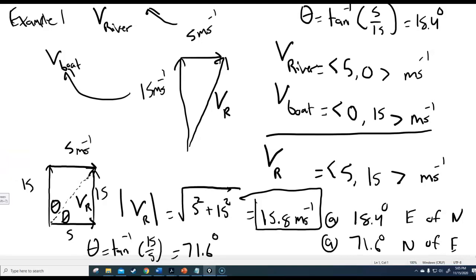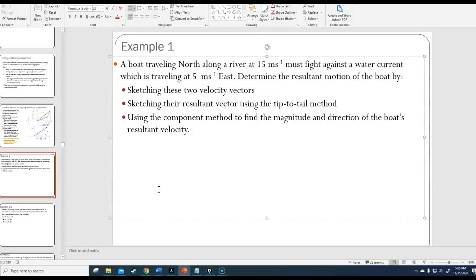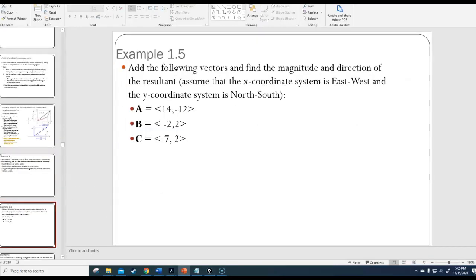Okay, so moving on. Let's take a look at another example. Example 1.5 says, add the following vectors and find the magnitude and direction of the resultant. Assume that the x-coordinate system is east-west and the y-coordinate system is north-south, which we usually do anyway.